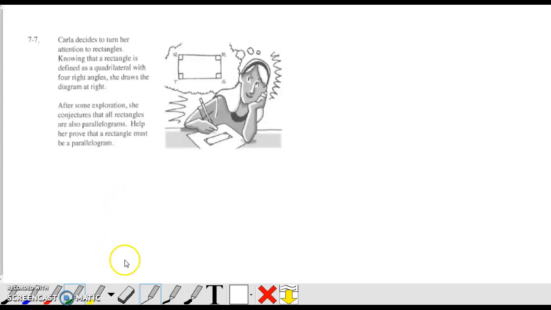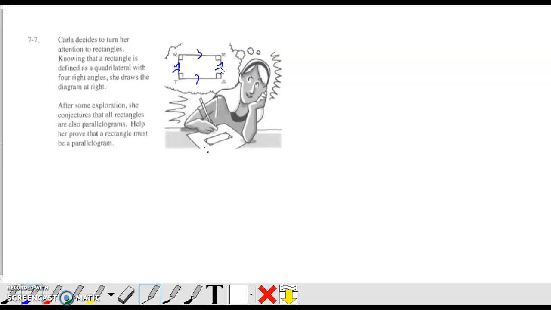All right, so let's try one more problem. So here's our number 7. Carla decides to turn her attention to rectangles, knowing that a rectangle is defined as a quadrilateral with 4 right angles, right? So again, there's my definition. After some exploration, she writes a conjecture that all rectangles are also parallelograms, right? Which basically means that this side has to be parallel to that side, and that side has to be parallel to that side. Okay.